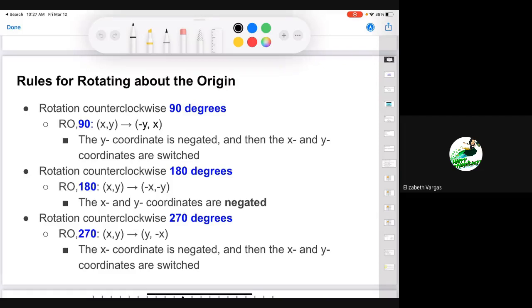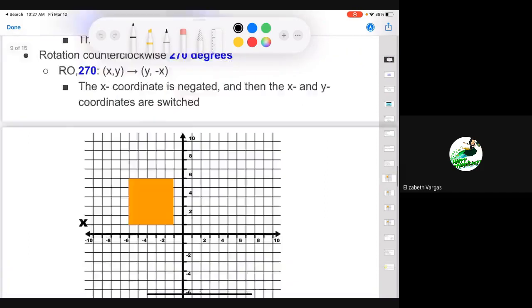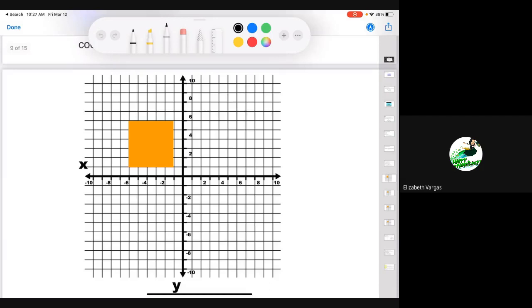Whenever we have a counterclockwise 180-degree rotation, we just simply negate the x and y. And whenever we have a rotation counterclockwise 270 degrees, we negate the x coordinate and then switch the x and y. Let's look at some examples.